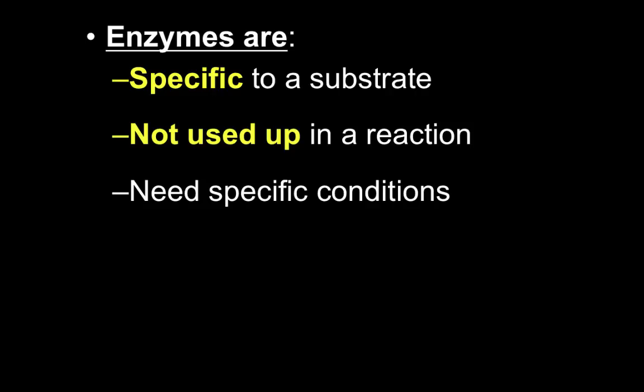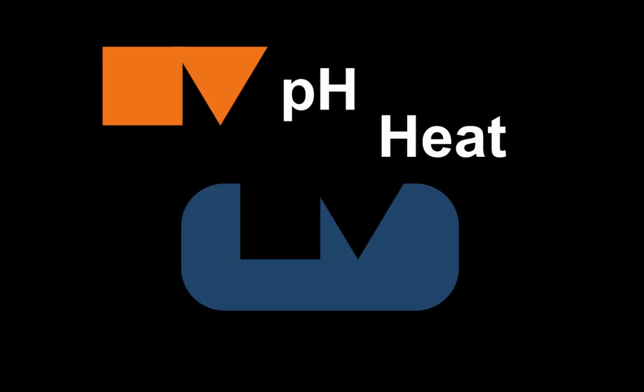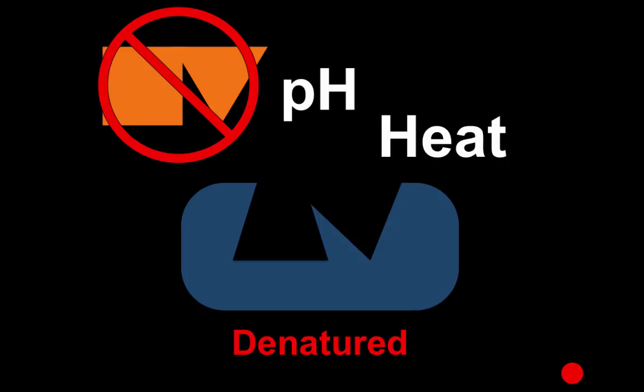They need specific conditions of pH and temperature, or else they might become denatured, which means they're destroyed and will never work again. So for example, here my enzyme would work fine because it's got the right shape, but if I have extreme pH or temperature, it can denature, messes up the shape, and now the substrate won't fit.